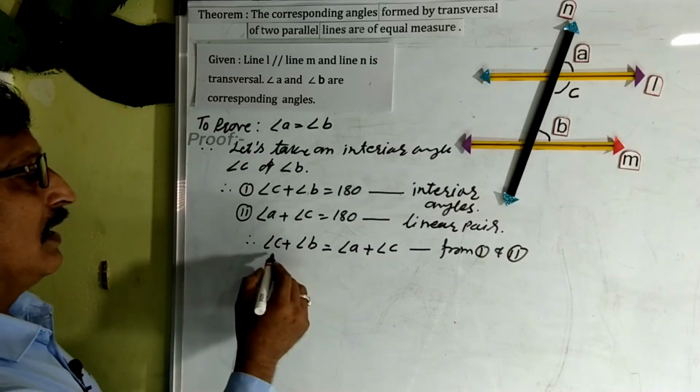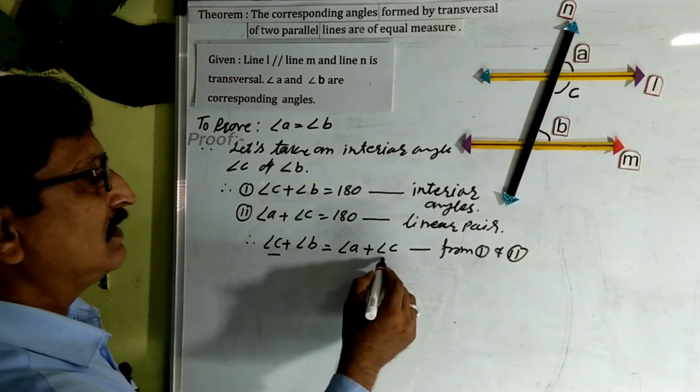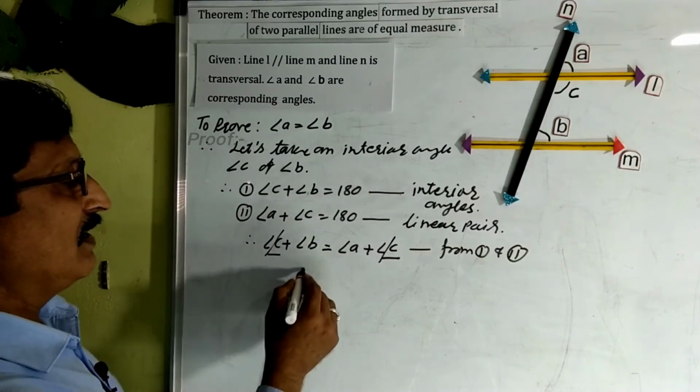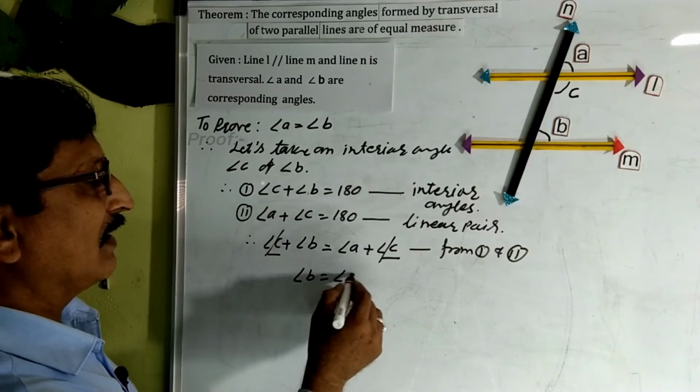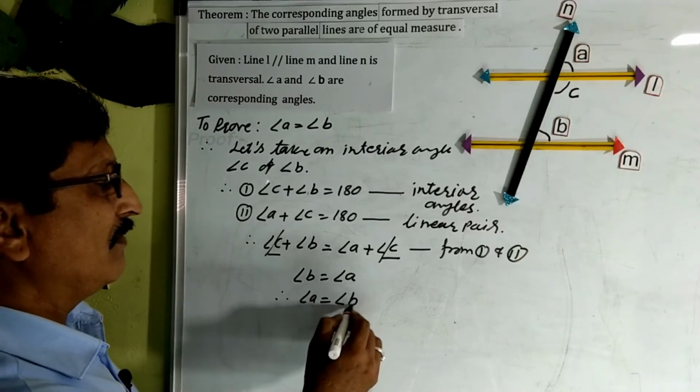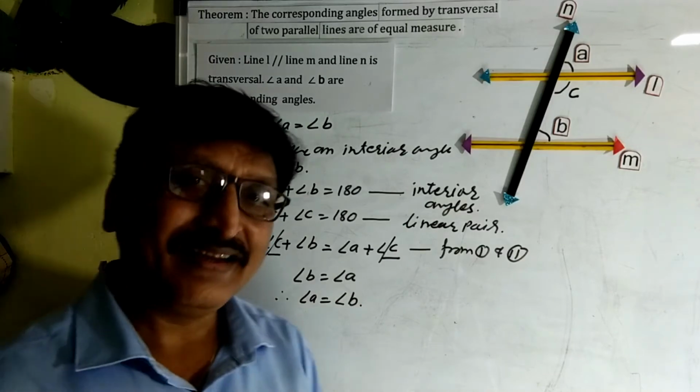And see now, on both sides angle C is common, and therefore take it out. What will remain here? Angle B is equal to angle A, or you can say that angle A is equal to angle B. In this way we will see another theorem.